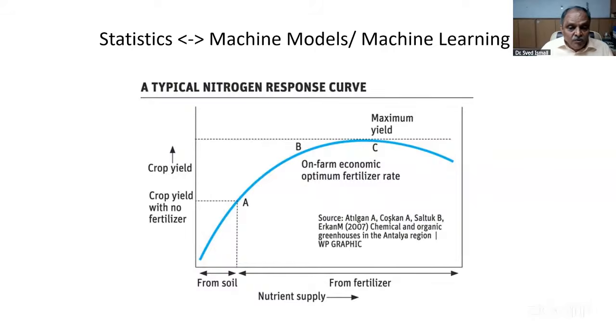Let me try. For example, this is a small curve that shows that when you give nutrient fertilizer, the crop yield increases. You see point A, point B, point C. Point A means no need to apply any nutrient because the soil already has some. For example, if you put any seed in the soil, it will grow, so the soil already has some nutrients, and the crop grows up to a yield with no fertilizer. Then when you add more fertilizer, it goes on increasing, and when you come to the maximum, if you apply more than that, the yield will reduce.